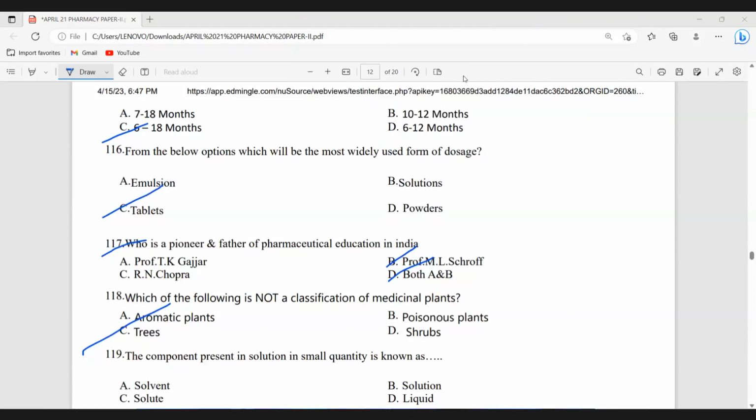Aromatic plants, these are medicinal plants that have a strong fragrance and are used primarily for their aromatic properties. Examples include eucalyptus oil.